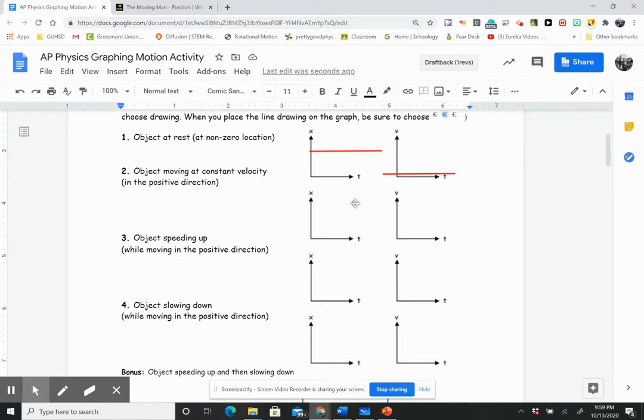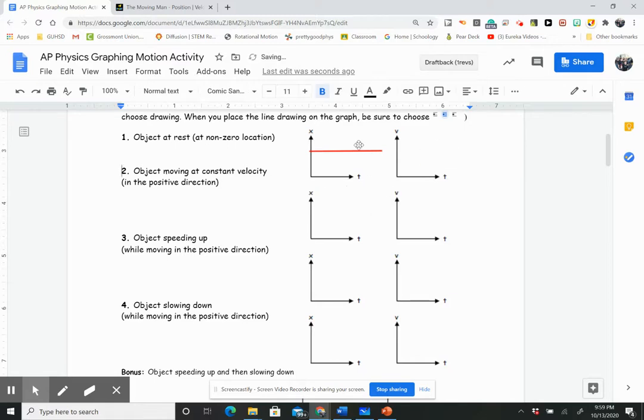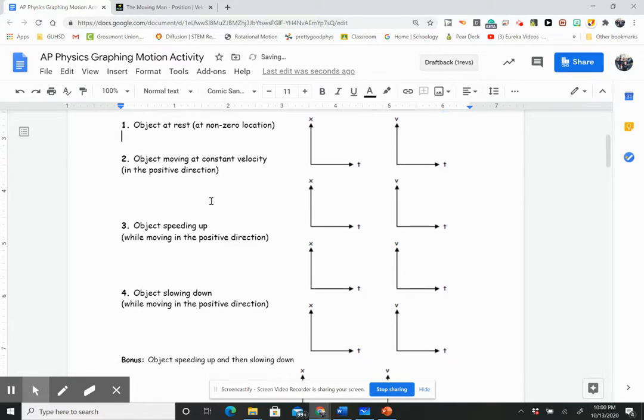Okay, and so you're going to go ahead and do that. And then you're going to do that for all of these other ones. So an object moving at constant velocity in the positive direction, then an object speeding up, an object slowing down. How would you sketch those, and then go ahead and embed those sketches right here?